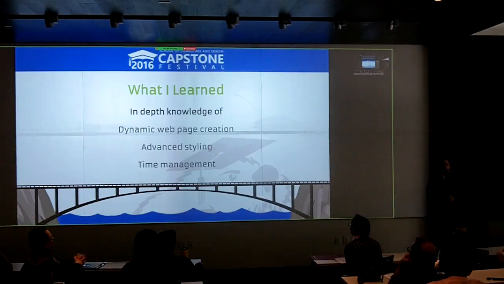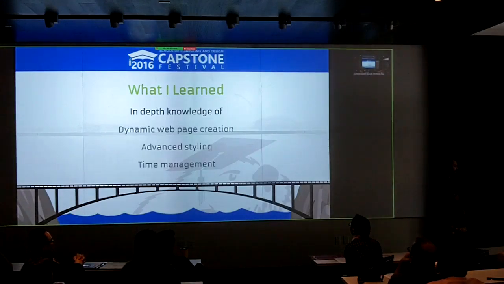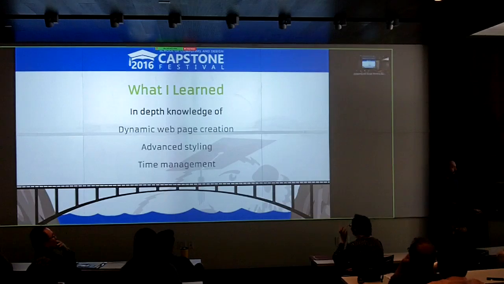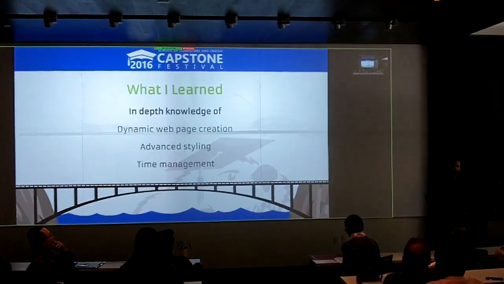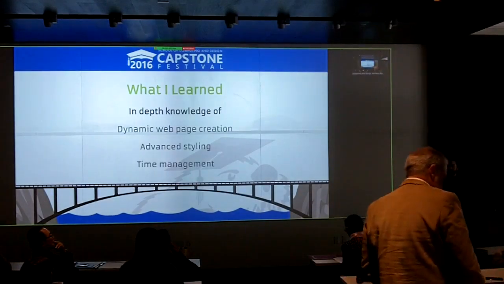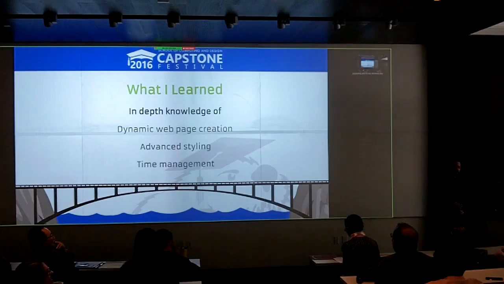Styling this thing was actually probably one of the biggest challenges, as getting all of the pieces to move together and work well and look right was a lot of work. Time management was huge too. I actually started this project about a month and a half early, and that allowed me to spread out the workload throughout the whole semester, and that was really big.